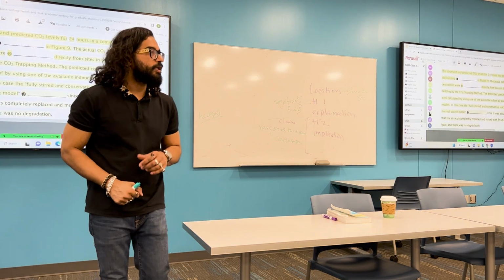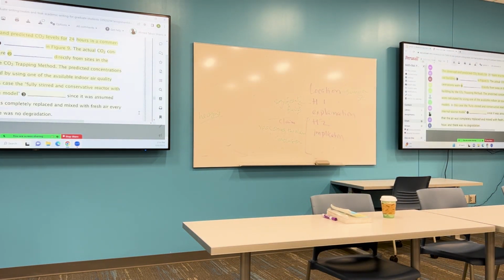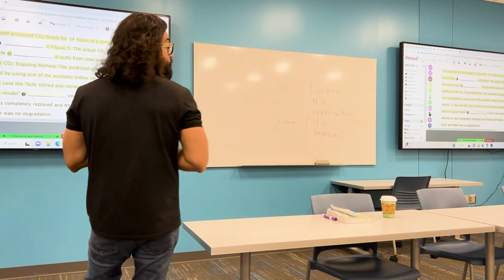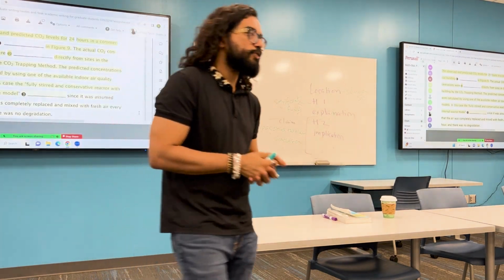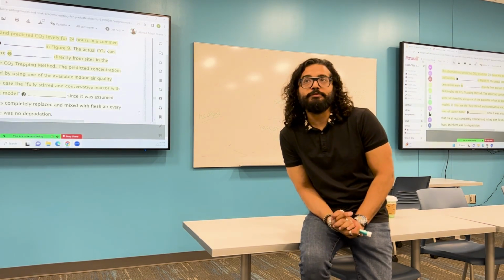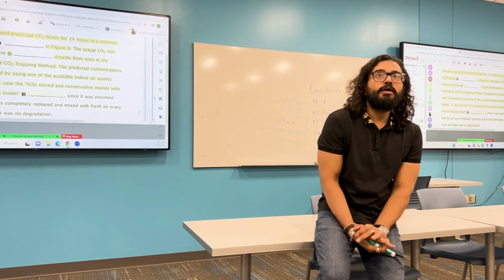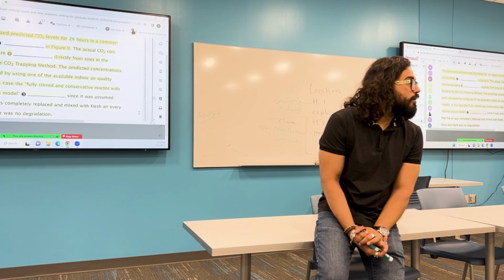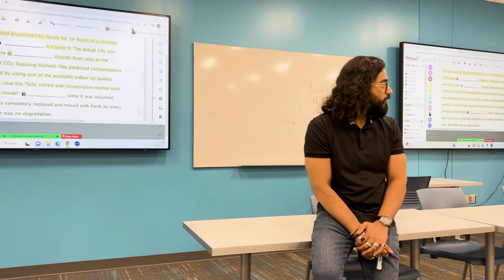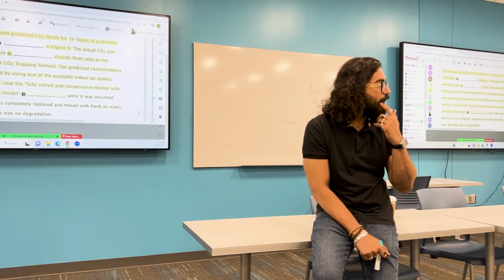Done? Can we discuss together? Or anyone needs more time? Done? Let's share. The first one. The observed and predicted carbon dioxide levels of 24 hours in a commercial building. You all agree? Is, as shown, where are as shown.